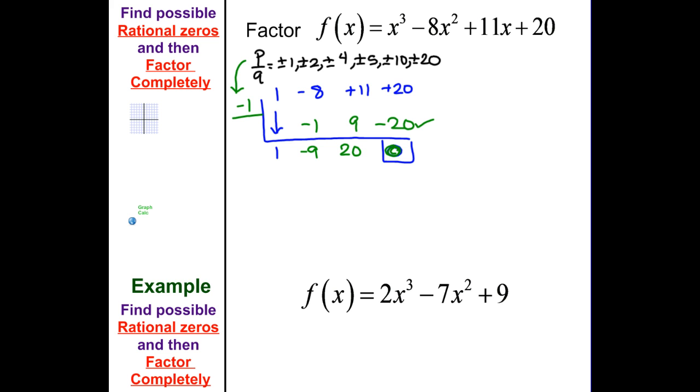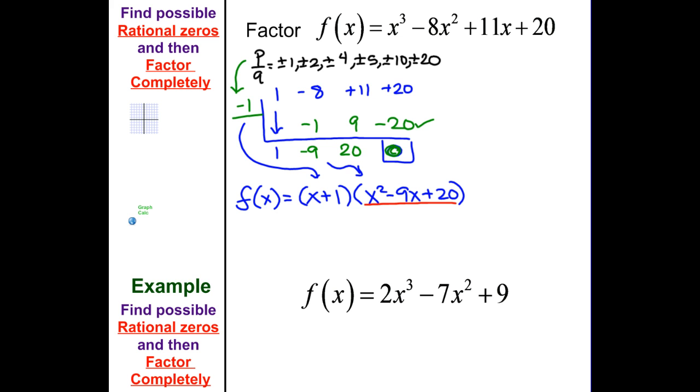So right now, we know a factor of that f of x is x plus 1, because it's the opposite, remember, of this. And then we fill in these parts for our second part, so we get x squared minus 9x plus 20. So now our last step is going to be to factor that last piece there. F of x is going to equal x plus 1 times x minus 5, x minus 4. So that's our fully factored version, which means we can also find our zeros because x is going to equal -1, 5, or 4.